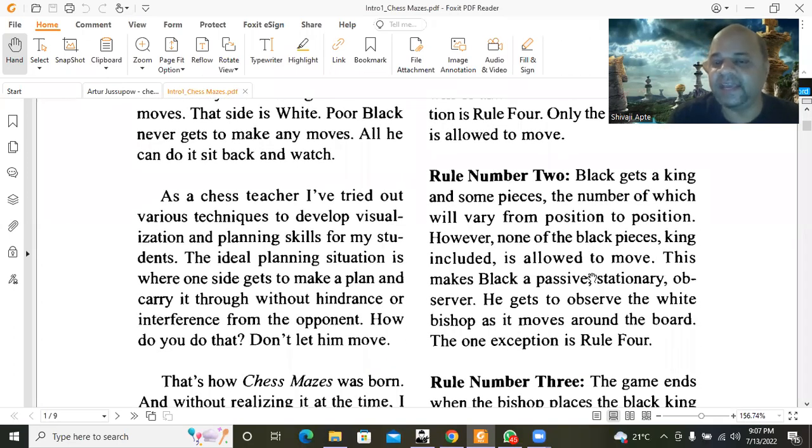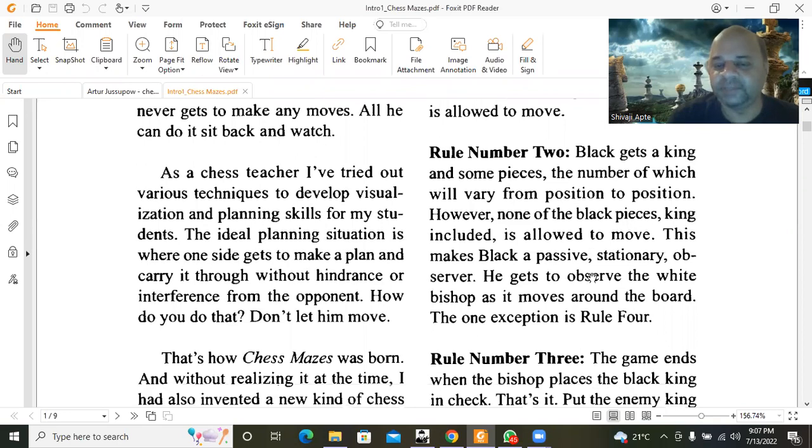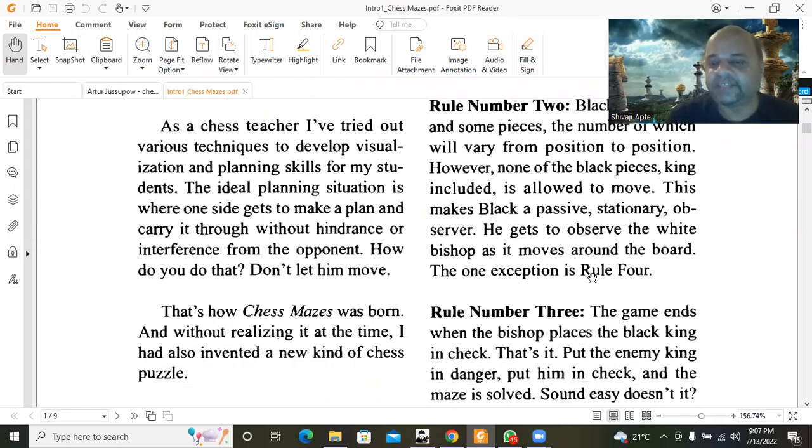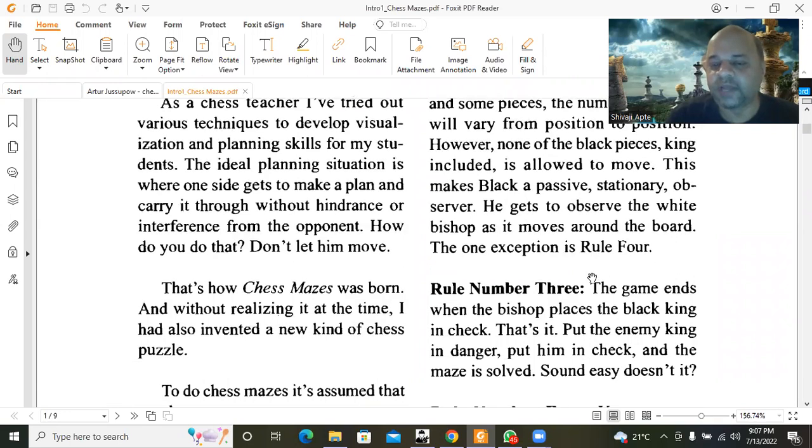Black gets a king and some pieces. He will have some pieces, some pawns, and a king. The number might vary, the position might vary. However, none of the black pieces, king included, is allowed to move. So black is not moving, except for rule number 4, which we'll come to know. Black is just passive. He gets to observe the white bishop as it moves around.